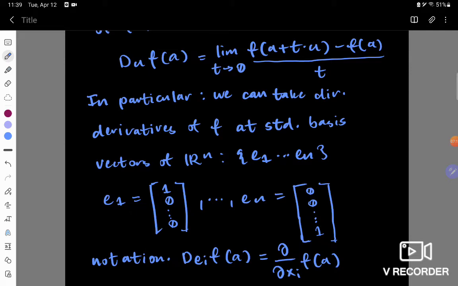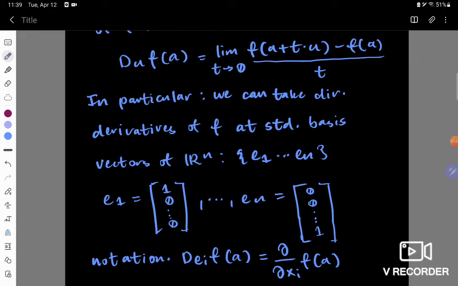So we have this differentiation operator at e sub i applied to f of a, and this is our partial derivative with respect to x sub i of f of a, right? So this is going to be our definition of a partial derivative.